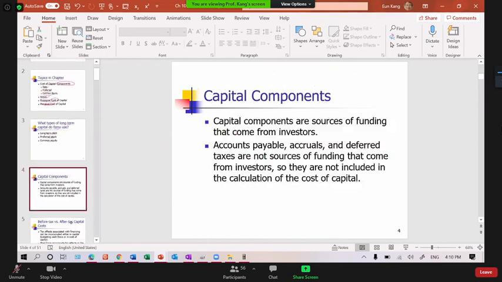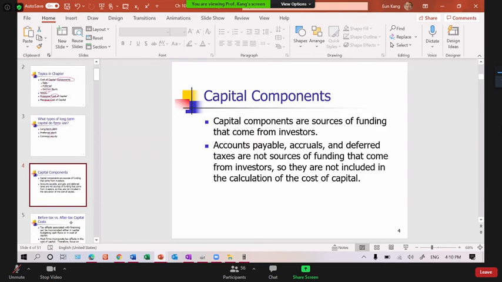Capital components are sources of funding that come from investors. Accounts payable, accruals, and deferred taxes are not sources of funding that come from investors. So they are not included in the calculation of cost of capital. Why? Those have no interest. That's why we said accounts payable is like free financing.